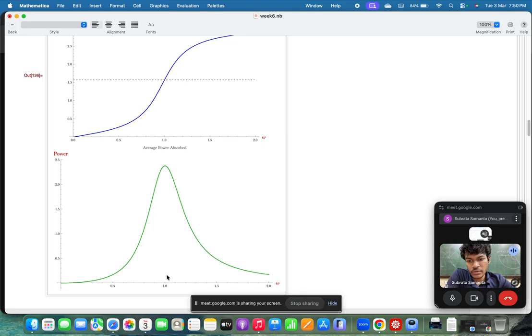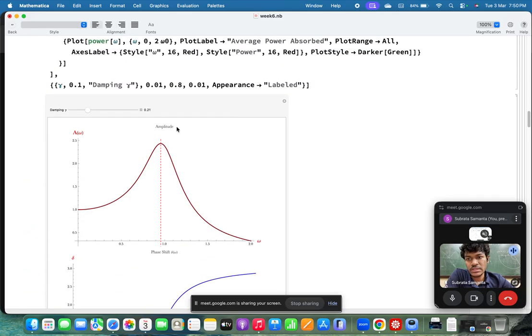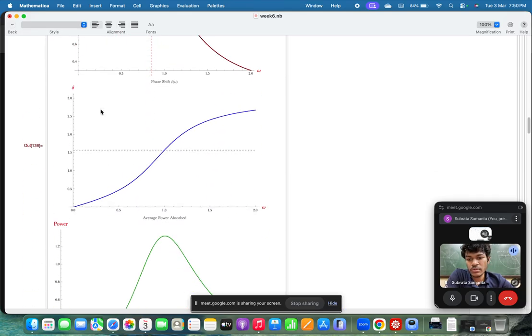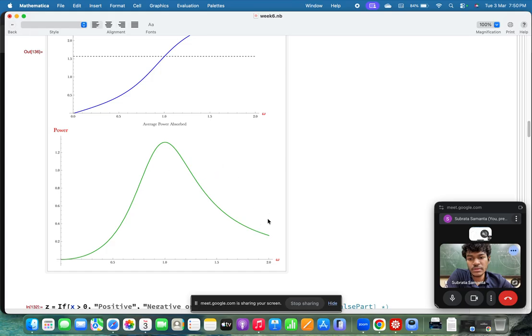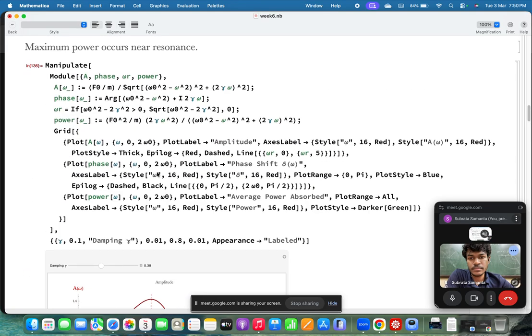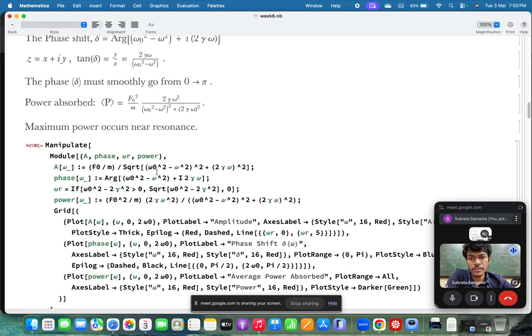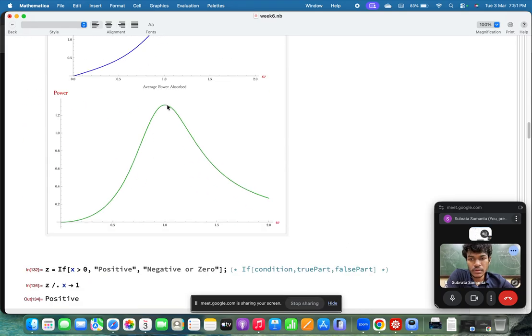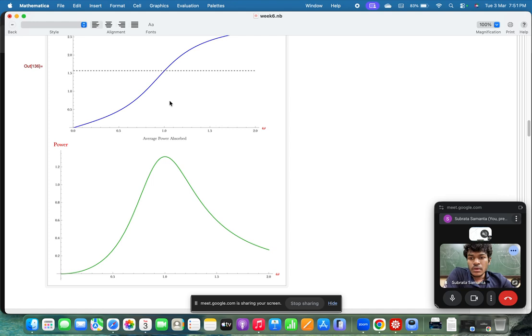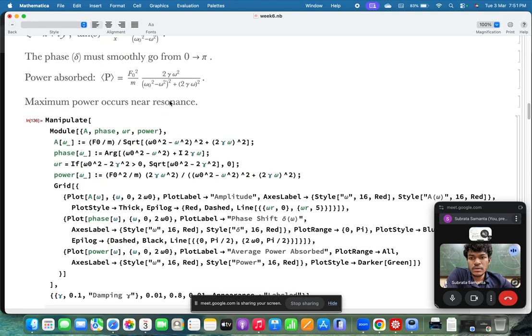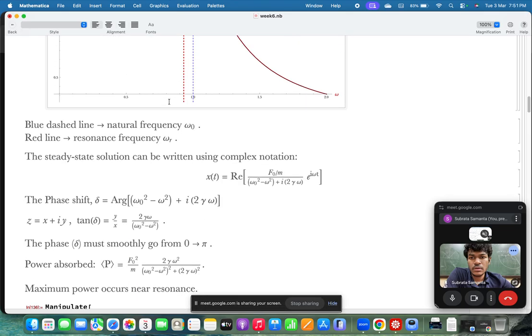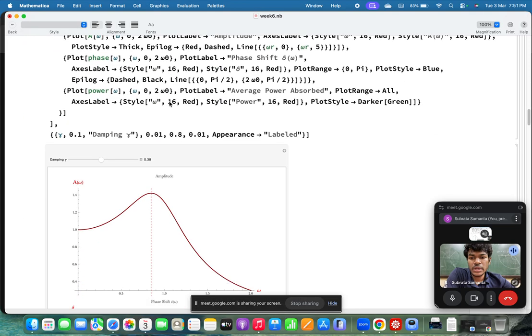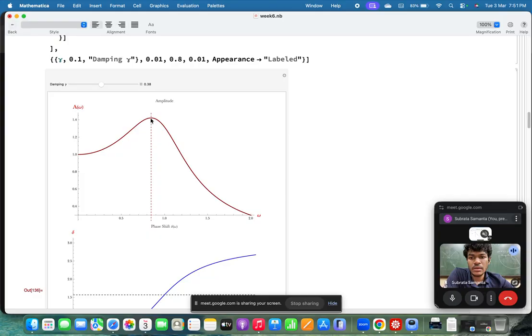And the power also changes in the same way. If you increase gamma more and more, you see this kind of behavior. At natural frequency omega equals omega naught, the power is maximum, but your amplitude is maximum at resonance, and that is shifted towards the left.